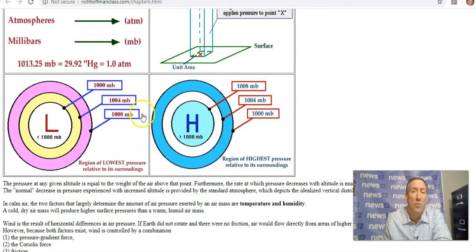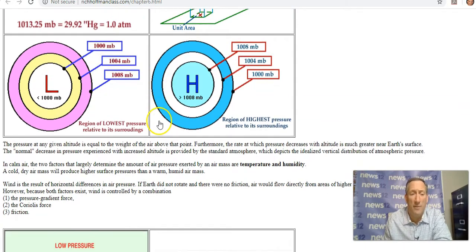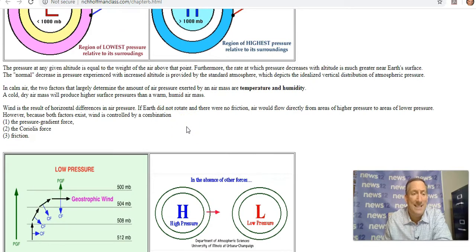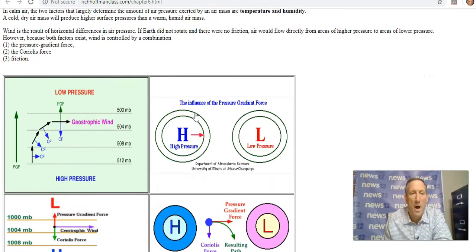That'll give us an idea of where we have regions of higher pressure and where we have regions of lower pressure. One thing you need to know is that in calm air, there are two factors that largely determine the amount of air pressure exerted by the air mass: temperature and humidity. A cold, dry air mass will produce higher surface pressures than a warm, humid air mass. So typically in the winter, we have higher pressure, and typically in the summer, we have lower pressure. Where you have more energy, where you have more convergence, you have more rising air, therefore you're going to have stronger low pressure systems. Think about tornadoes and hurricanes and thunderstorms, very extreme low pressure systems. They tend to happen more in the summer compared to the winter, as opposed to in the winter we have higher, colder pressure systems.